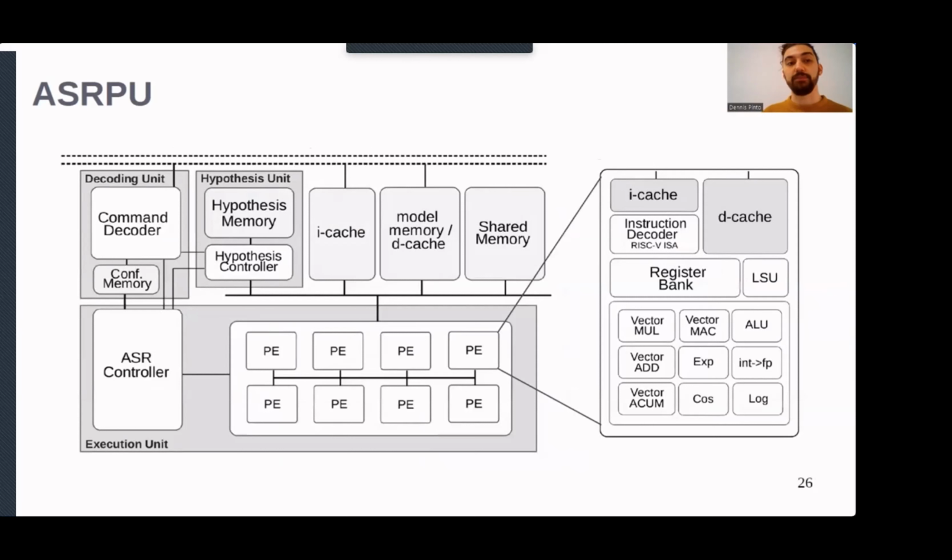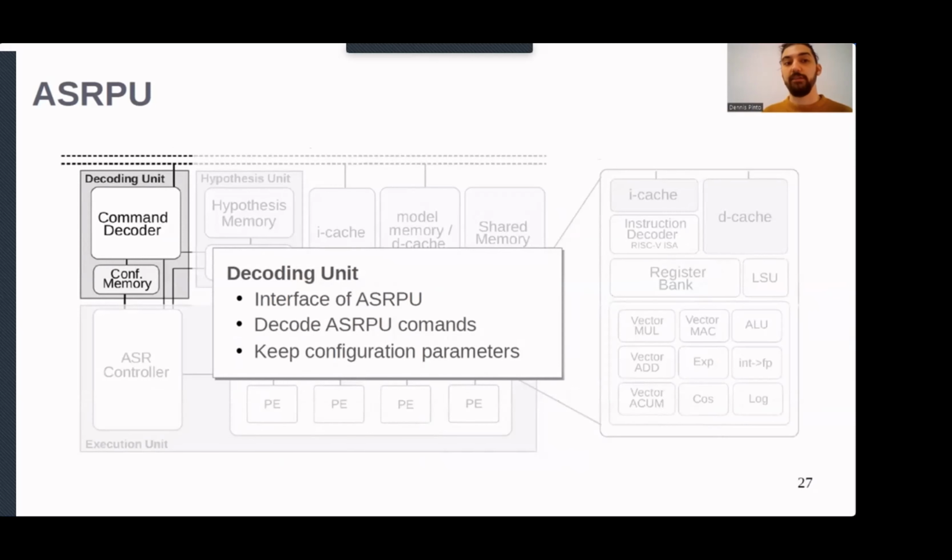This diagram shows a high-level description of the architecture of the ASR-PU accelerator. The accelerator contains a decoding unit that serves as the interface of the accelerator with the rest of the system. The set of commands includes operations to start and stop decoding steps and to configure the parameters of the decoding steps. These parameters are stored in the configuration memory and can be accessed from the rest of the units.